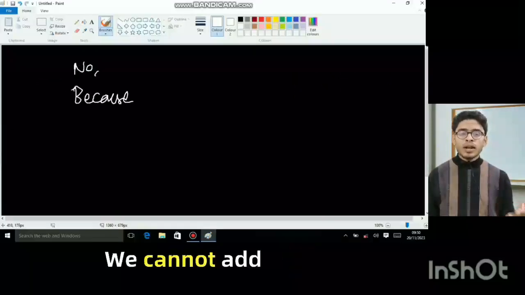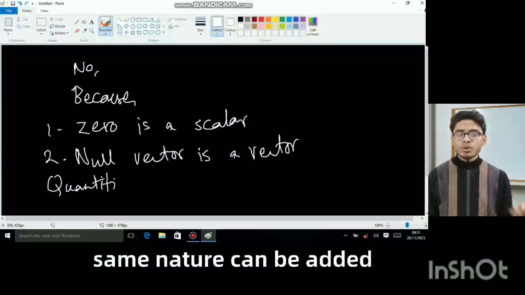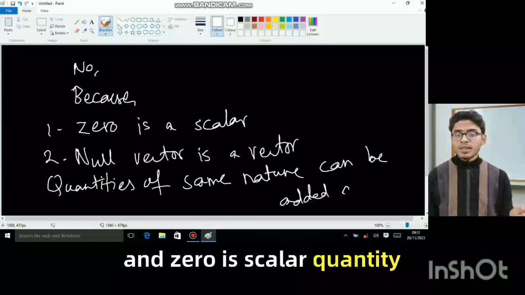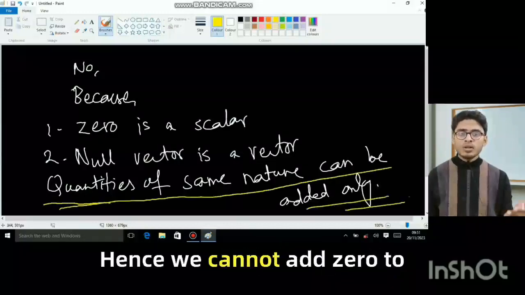No, we cannot add 0 to a null vector because quantities of the same nature can be added only, and 0 is a scalar quantity and a null vector is a vector quantity. Hence, we cannot add 0 to a null vector.